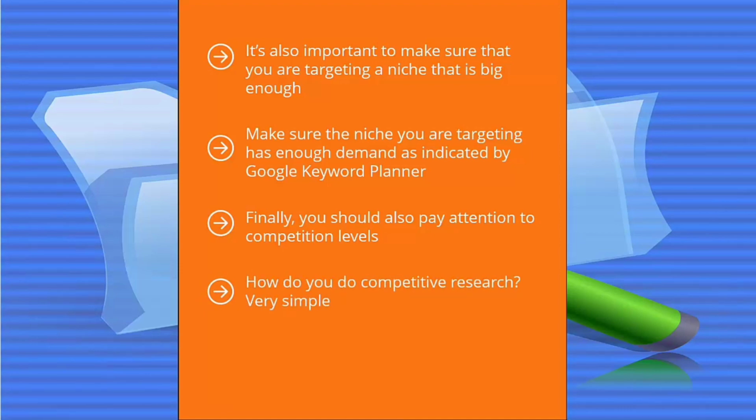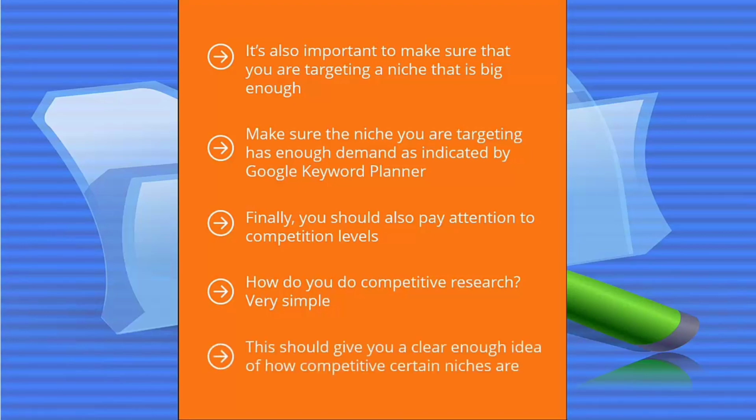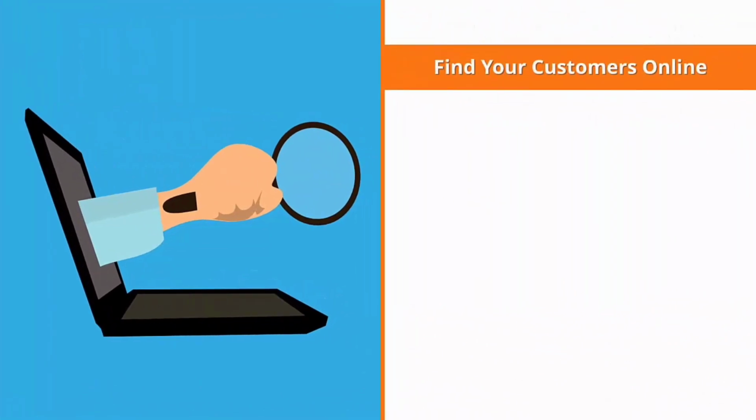Very simple. Just get all the Google Keyword Planner tool keywords for the niches you are interested in. Plug them one by one into the Google search box and you will see the number of pages competing for those keywords. This should give you a clear enough idea of how competitive certain niches are. At the end of this process, you should have a short list of niches that have decent commercial appeal and enough search volume every single month. Consider these 3 factors.